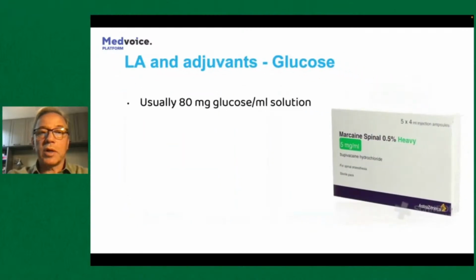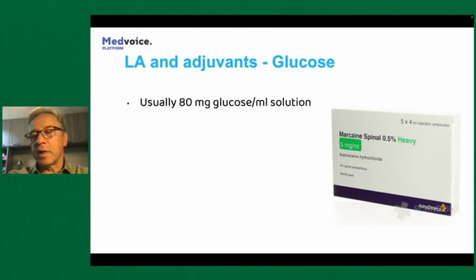Okay, what else can we add to local anesthetic? We can add glucose. And why do we want to do that? Because we want to make it hyperbaric or heavy. This is the Marcaine, which is obviously a commercial name of bupivacaine produced by AstraZeneca.